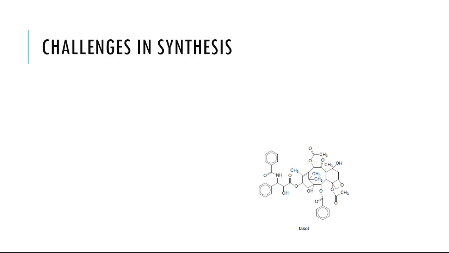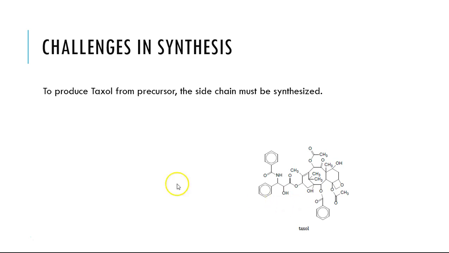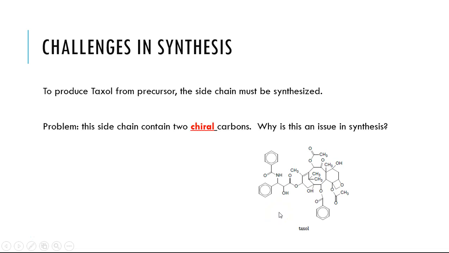Now, there are a lot of challenges in the synthesis of Taxol starting from this precursor. Synthesizing it from the precursor did solve some of the problems, but there are a couple of challenges. The first is that to produce Taxol from the precursor, the side chain, which is this over here, has to be synthesized. This side chain contains 2 chiral carbons: the one attached to the amido group here, and the one attached to the hydroxyl group here.